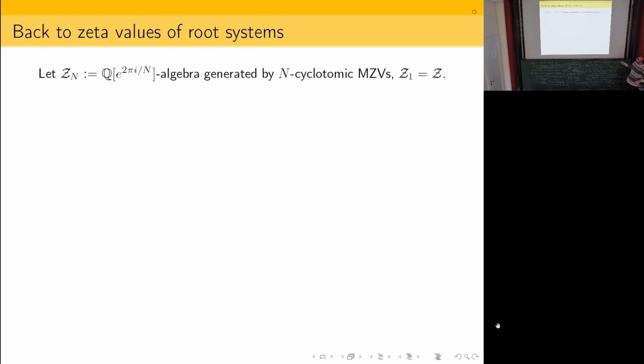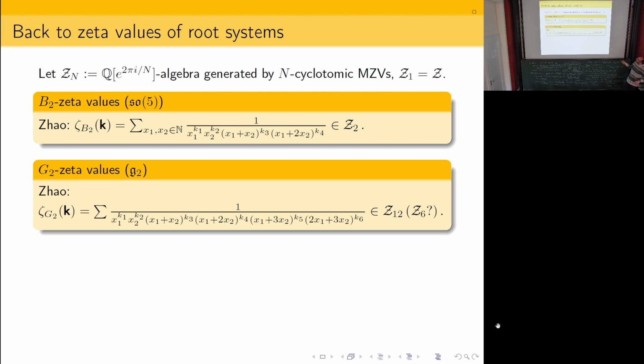Okay, so I think it's enough for examples and setting. We can go back to zeta values of root systems. Now, what is known about these zeta values of root systems? First of all, let me introduce some notation. Zn is going to be the algebra generated by n cyclotomic MZVs. So Z1 is equal to the algebra of multiple zeta values. Now, the B2 zeta value, which corresponds to SO5, can be proven to belong to Z2. This was proven by Zhao.